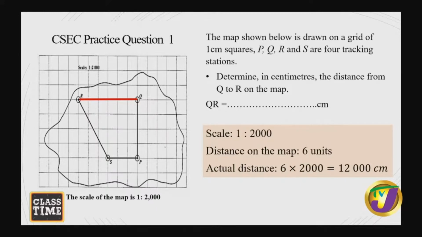So the scale is from 1 to 2,000. The distance on the map is 6 units or 6 centimeters. The actual distance on land would have been 12,000 centimeters. But the distance on the map would be 6 centimeters. Yes, that is correct, because we're using a centimeter square grid, so it's 6 centimeters for each side.